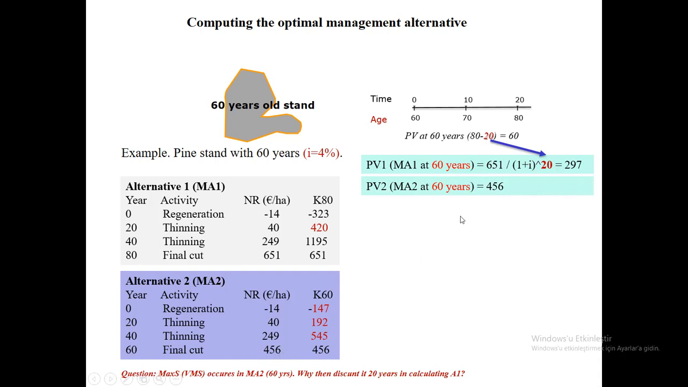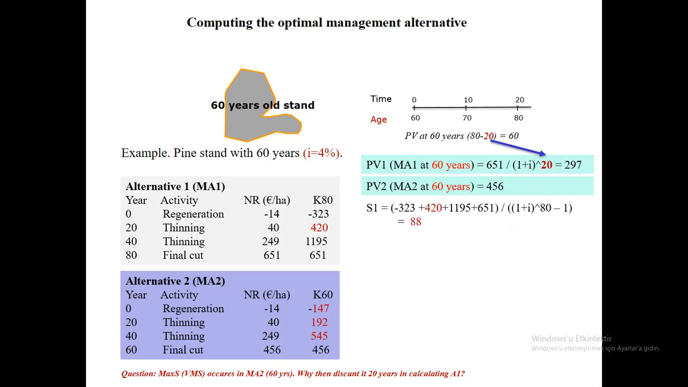The value at the age of 60, which is the current age. We know that the present value for option 1 is 297. The present value of option number 2 is 456. Okay, so we will then calculate the soil expectation value given the silviculture operations for each one of them.